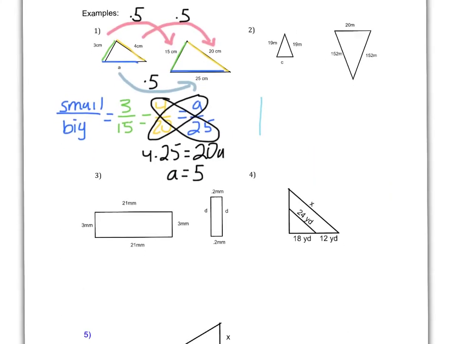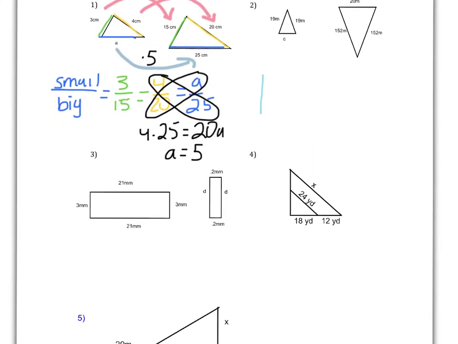Try numbers 2 and 3 on your own. Remember to pay attention to which sides are corresponding. For example, in number 2, we know that this side on the bottom will correspond with this side on the top, whereas the other 2 sides of our isosceles triangle will correspond to each other. You can set up your proportion between the 2 triangles or within each triangle, comparing one of the sides to another side. Now let's jump down, and I'm going to do example 4 with you.